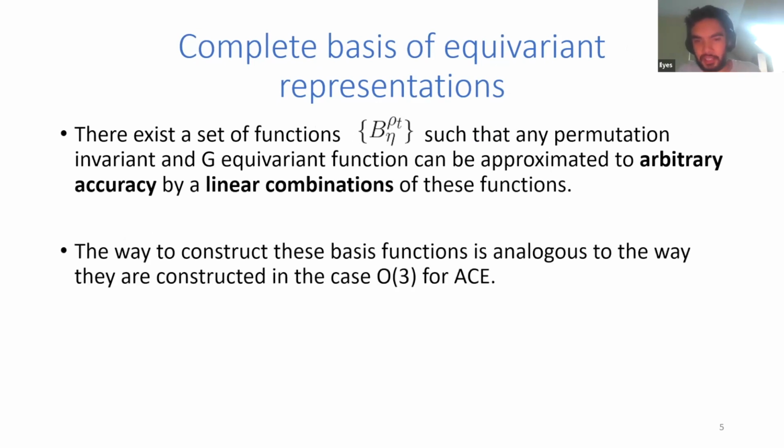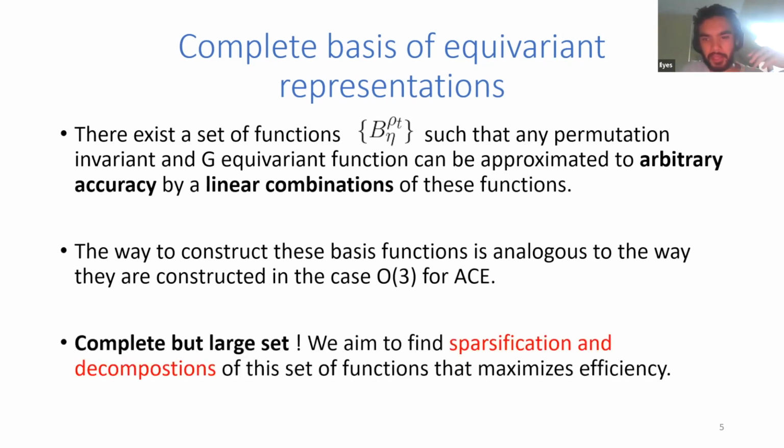In the case of O(3), this basis was formulated in full precision in the atomic cluster expansion, ACE, that David will recap in more detail after. But one problem of this complete basis is that it's too large. So what you need to aim for, if you want something computationally efficient, is a kind of sparsification, decomposition or reordering of this complete basis that maximizes efficiency and accuracy. This is really what we will be aiming at with MPNNs.